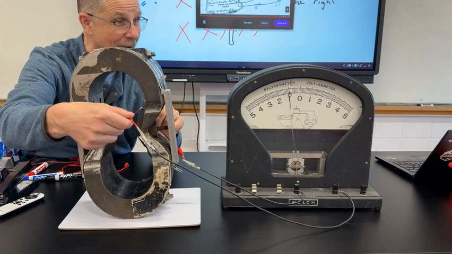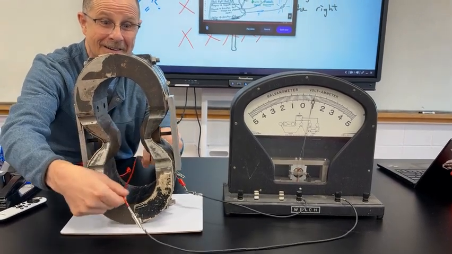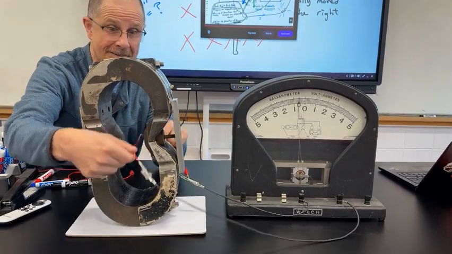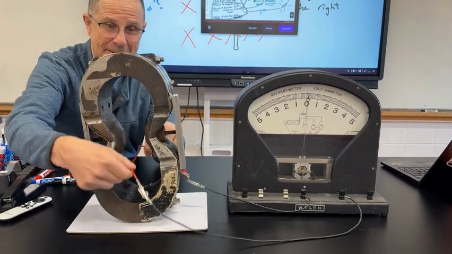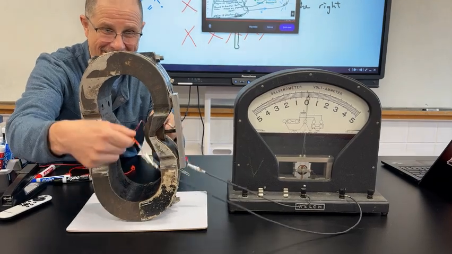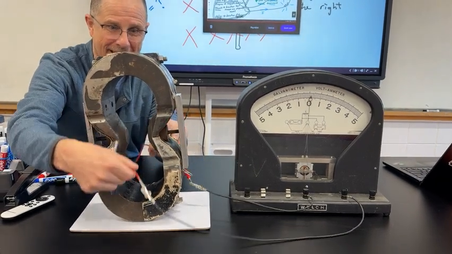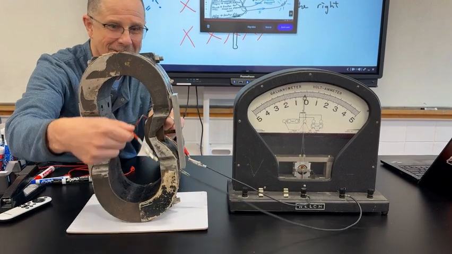And what is this current called? Alternating current. There you have it. Producing electricity using the magnetic force that acts on charges when they're moving in a magnetic field. So cool.